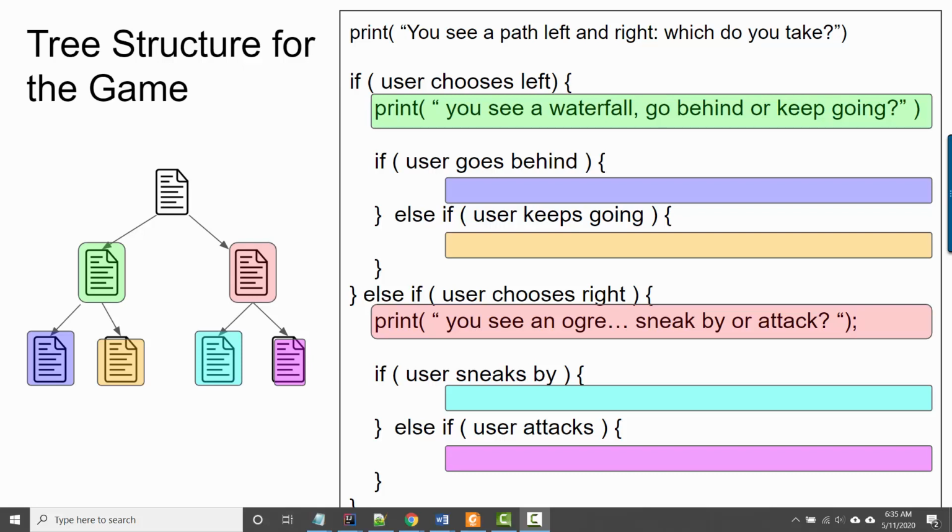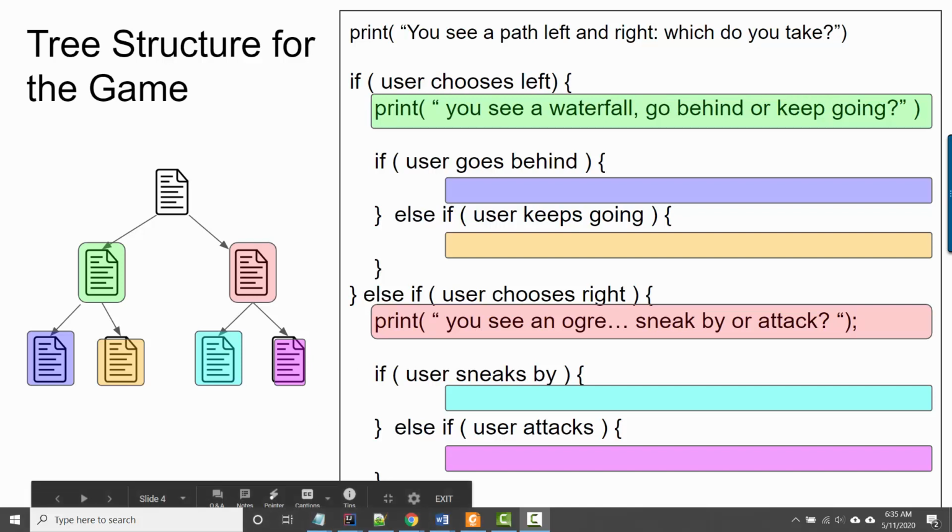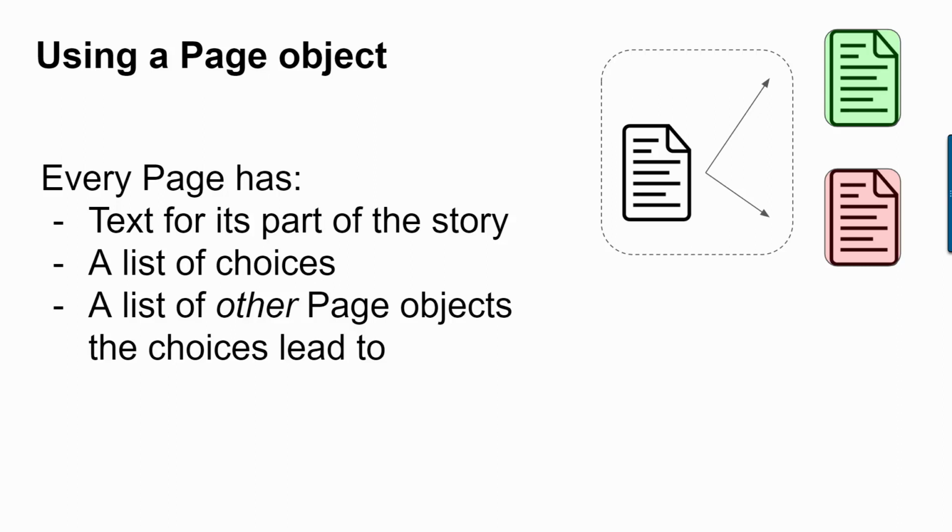Last time we talked about how awkward it was to have nested if statements inside of other if statements inside of other if statements, as a way of organizing the tree of choices for your game. So today let's talk about a better way to organize it. I'm going to use the metaphor of an actual physical page, imagining that this is actually a book.